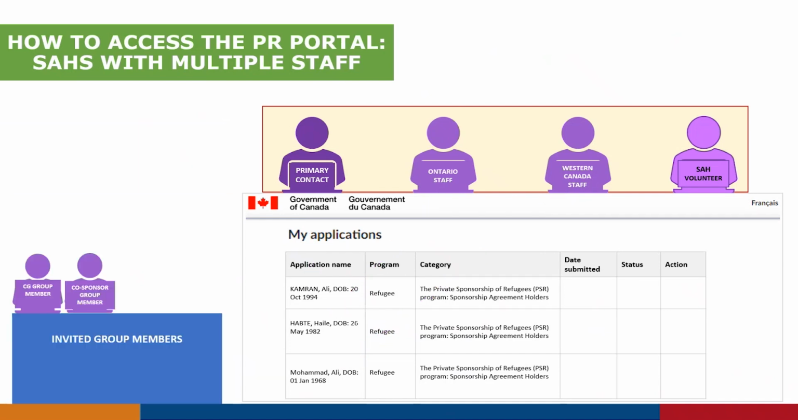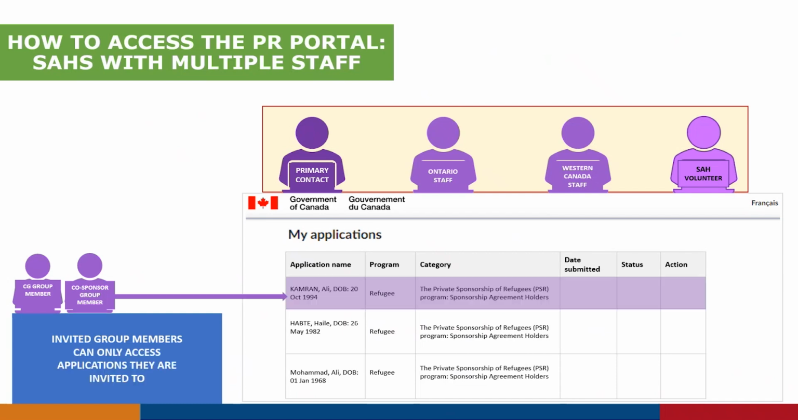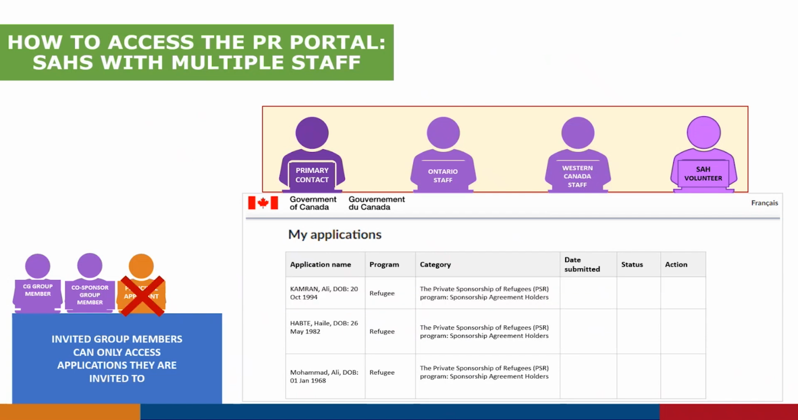Staff who sign into the SAW's primary sponsor user account will be able to invite group members and submit applications for the SAW. Keep in mind that invited group members can only access the applications they have been invited to. The principal applicant can also be invited to their online application as well, if desired. But this is not a requirement since the sponsors can input the online application information for them.